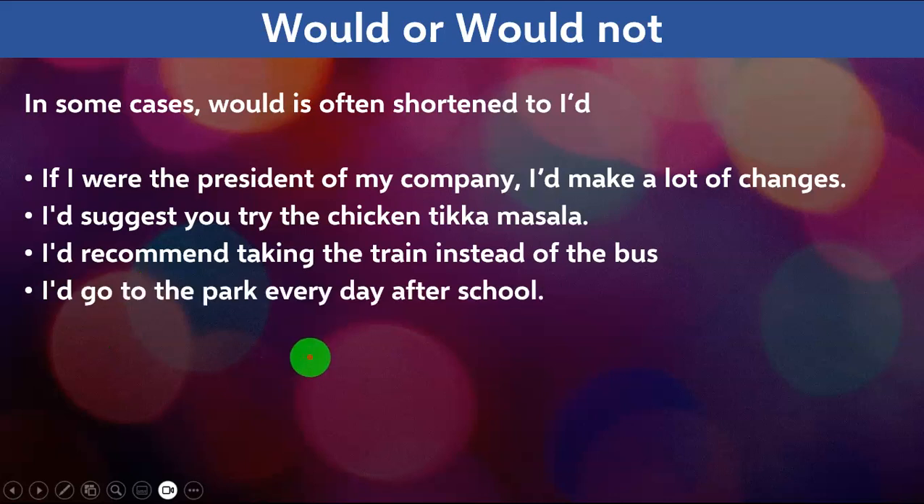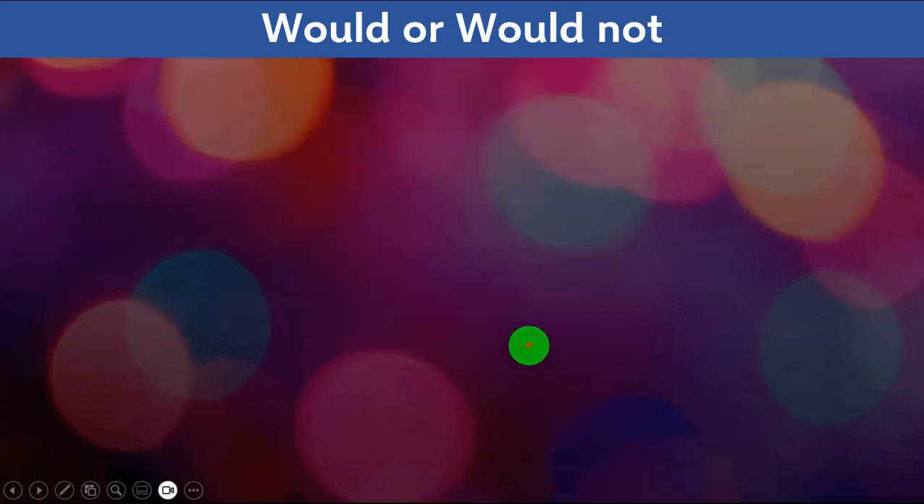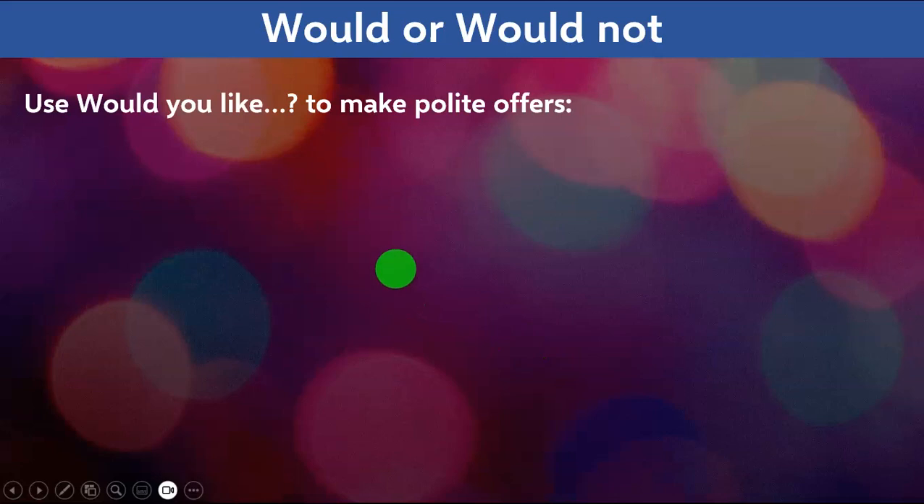Again, I'd. I'd go to the park every day after school. Again, I apostrophe D, which stands for I would. I would go to the park every day after school. So instead of I'd, if you were to put I would, the statement would be correct. Let's take another one. Use would you like to make polite offers.